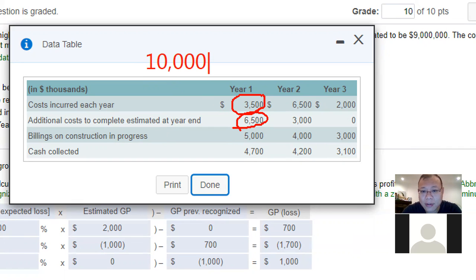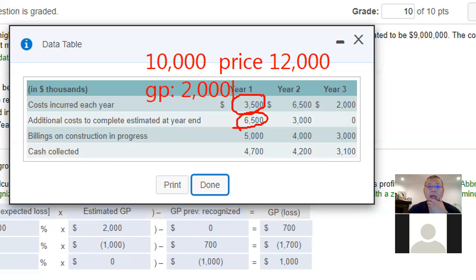So your total cost is 10 million. Okay. So now, what is your price? Your price is 12 million, right? So your total expected gross profit is 12 million minus 10 million, which is 2 million, right?